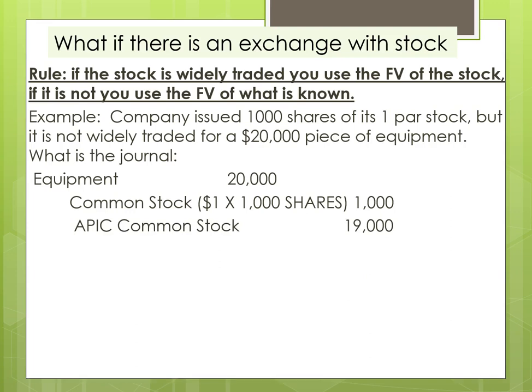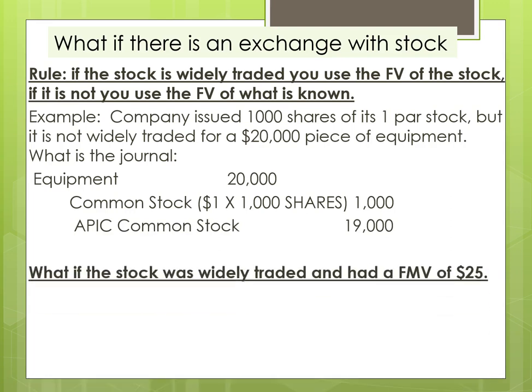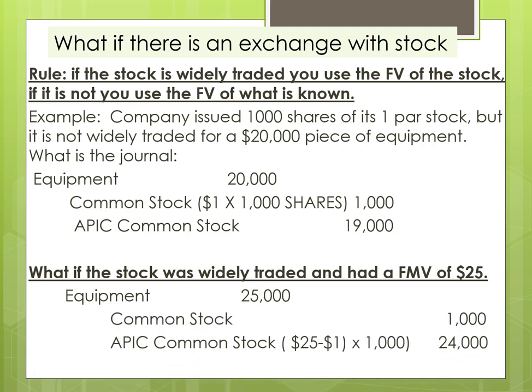Now for the same example, what happens if the stock is widely traded and has a fair market value of $25? Well, then our equipment would be worth $25,000 because if we take 1,000 times 25, we get a total of $25,000, and common stock would still be $1,000, and then the difference would go to additional paid-in capital.